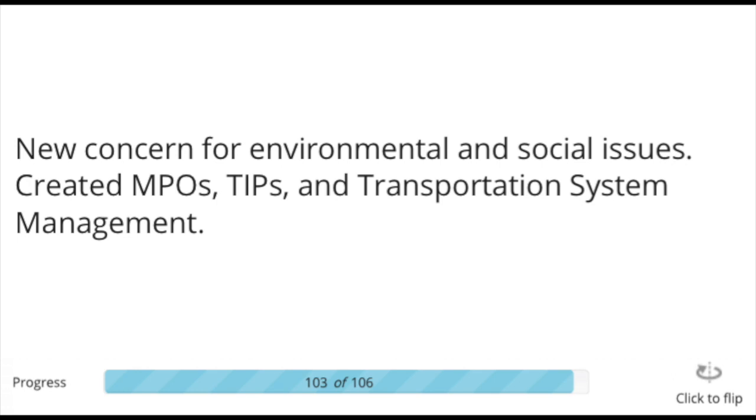This is how MPOs were created, which manage TIPs. An MPO is a Metropolitan Planning Organization. A TIP is a Transportation Improvement Plan. And any urbanized area of over 50,000 people automatically gets an MPO created for that area to handle all planning related activities for long range, short range, and overall transportation efforts. There's a lot of coordination with DOTs, regional planning commissions, cities, counties, and MPOs report back to the state and federal level.